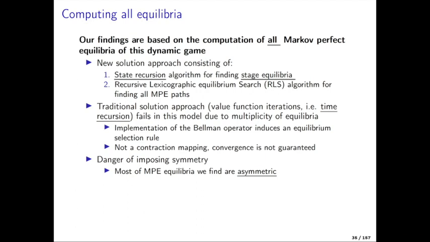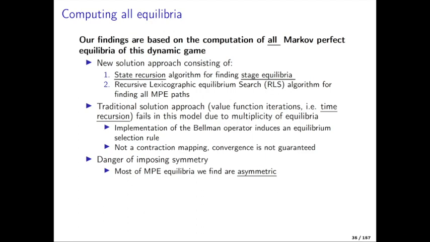But multiple equilibria pretty much goes against that idea of having a unique fixed point, so it can't be a contraction. Okay, so it really fails the standard time recursion because the multiplicity of equilibria is destroying the contraction properties of the Bellman operator. And this means that you're going to get potentially different solutions for every different starting value.